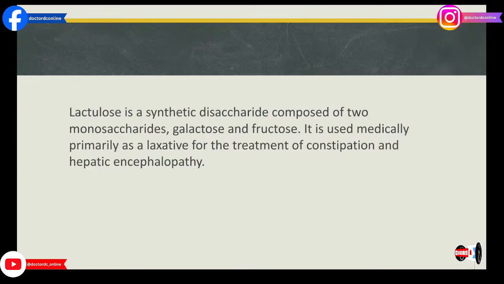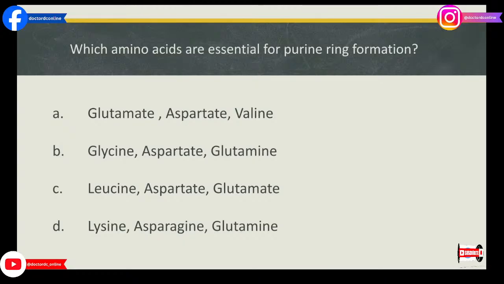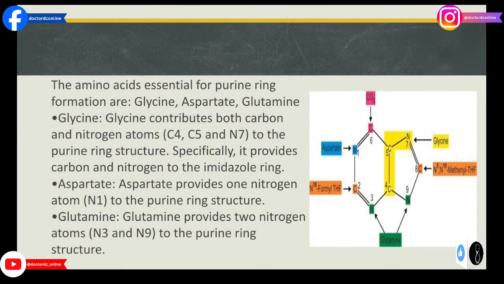In question 36, which amino acids are essential for purine ring formation? Option A, glutamate, aspartate, valine. Option B, glycine, aspartate, glutamine. Option C, leucine, aspartate, glutamate. Or option D, lysine, asparagine. Glycine, aspartate, and glutamine contribute atoms to the purine ring. The correct answer is option B, glycine, aspartate, and glutamine.